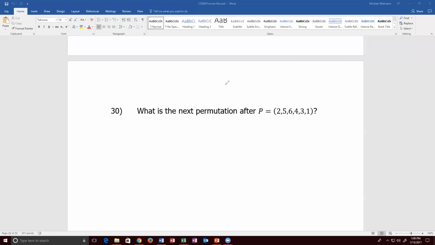Let's look at problem number 30 here. It says, what is the next permutation given P equals 2, 5, 6, 4, 3, 1? Well, let's start out with 3 and 1. Those guys are already in descending order, so there's no flip-flopping that can actually occur.